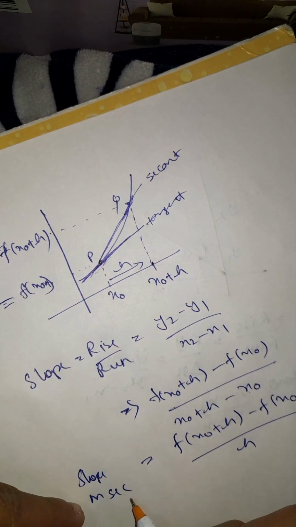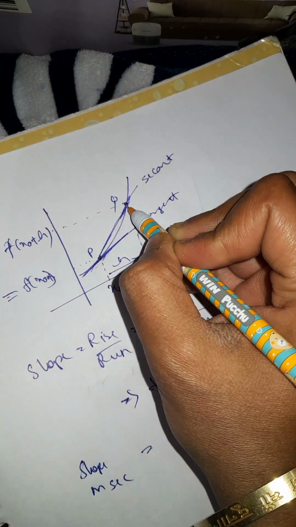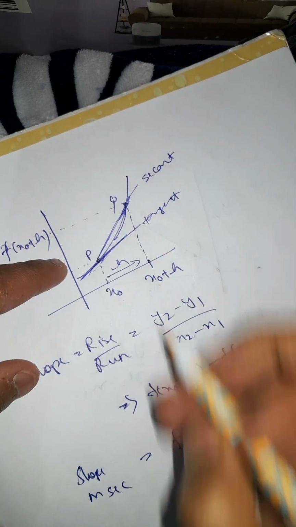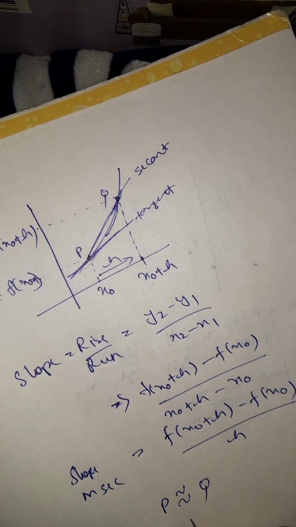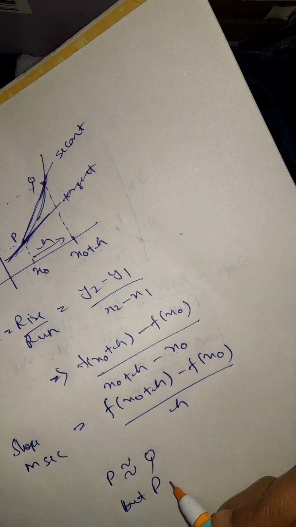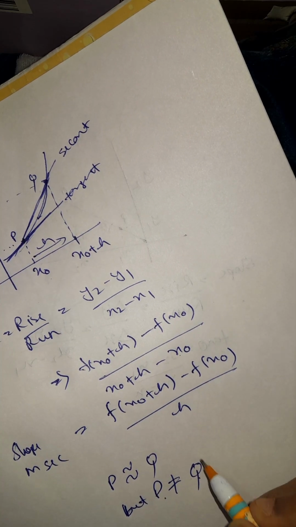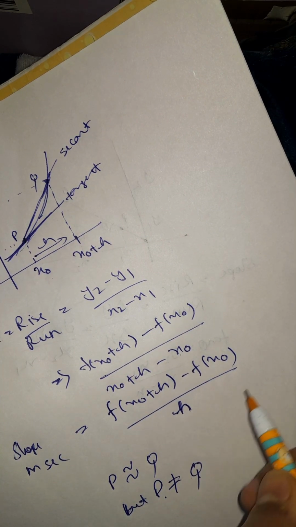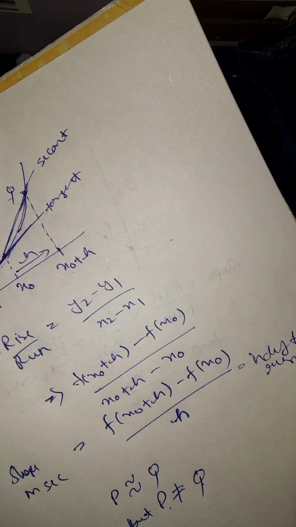So we have found the secant of the function, but for the tangent we have to bring the Q point so close to P so that it is approximately equal to P, but P cannot be equal to Q, because if P equals Q, then the h value will collapse and we'll get an indefinite result. So for that, h has to approach 0, but h cannot be equal to 0.